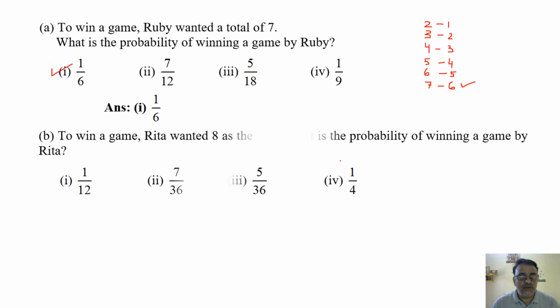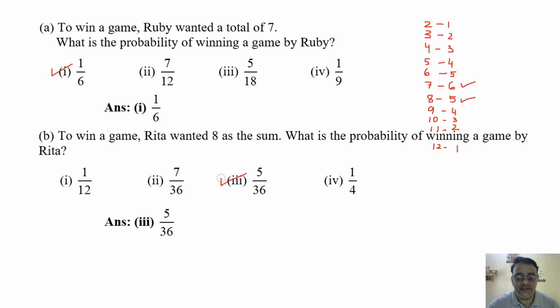Now next question. To win a game, Rita wanted 8 as a sum, right? So after that, for 8, after 6 you keep decreasing: 9, 10, 11, 12, write the whole thing. So 4, 3, 2, 1. So how many times did 8 come? 5 times. So the required probability is 5 by 36 and the correct option is the third one.